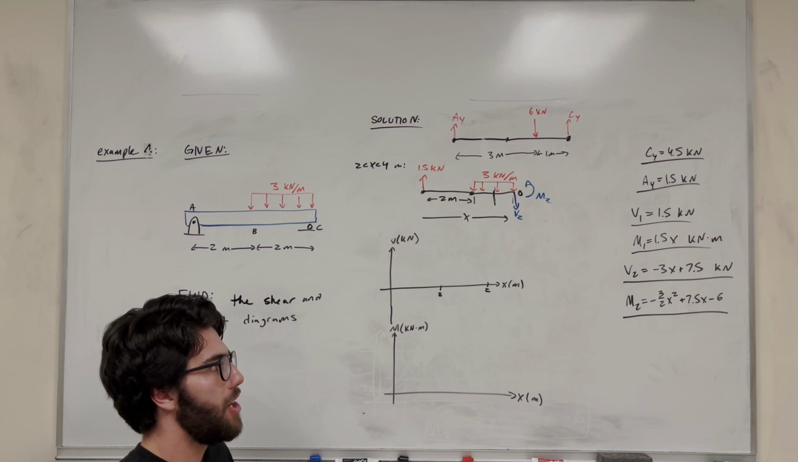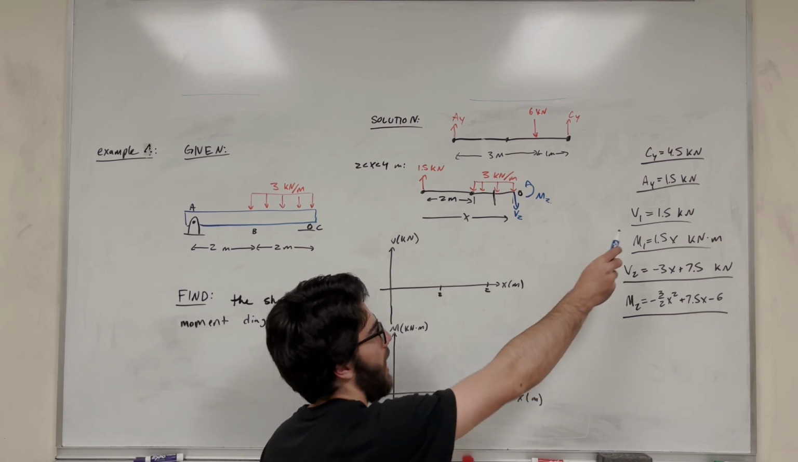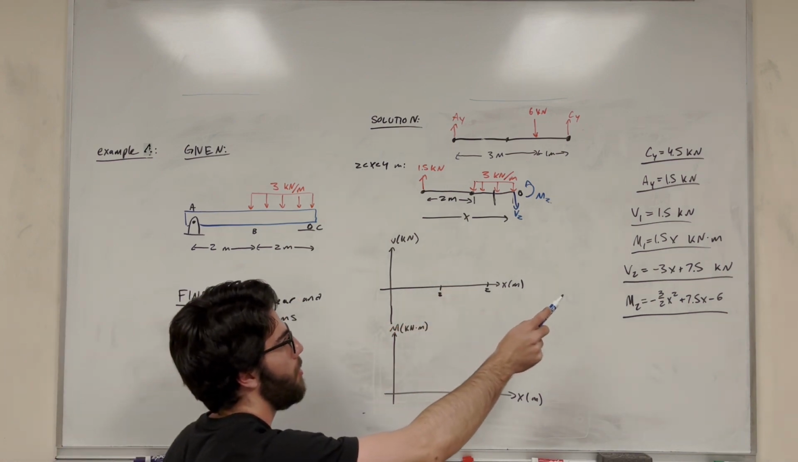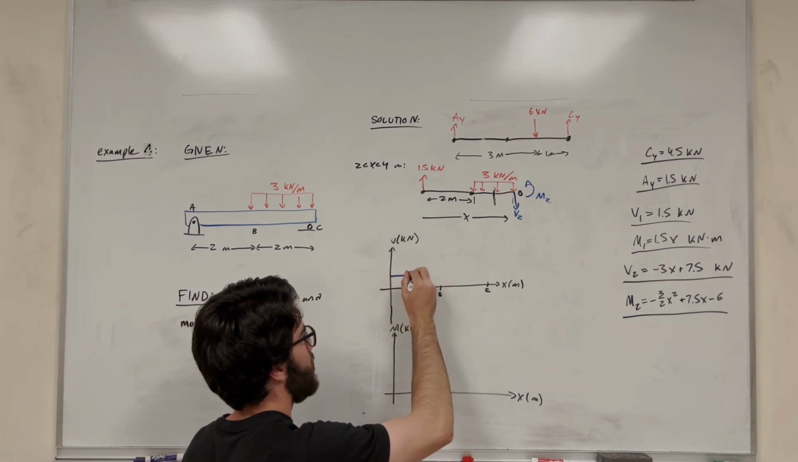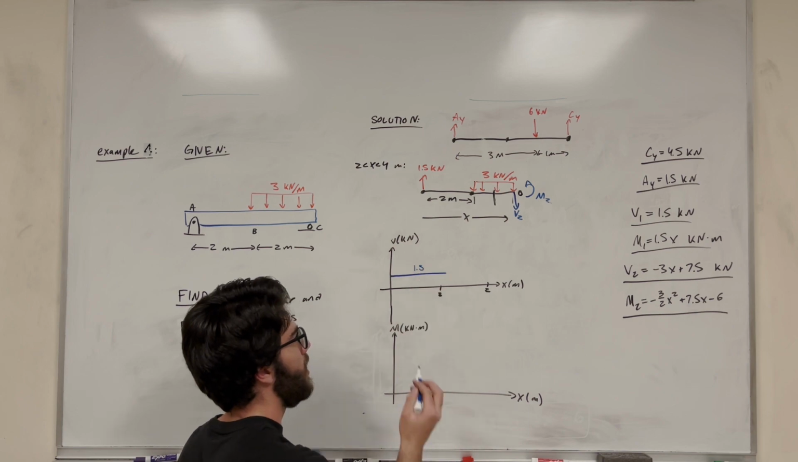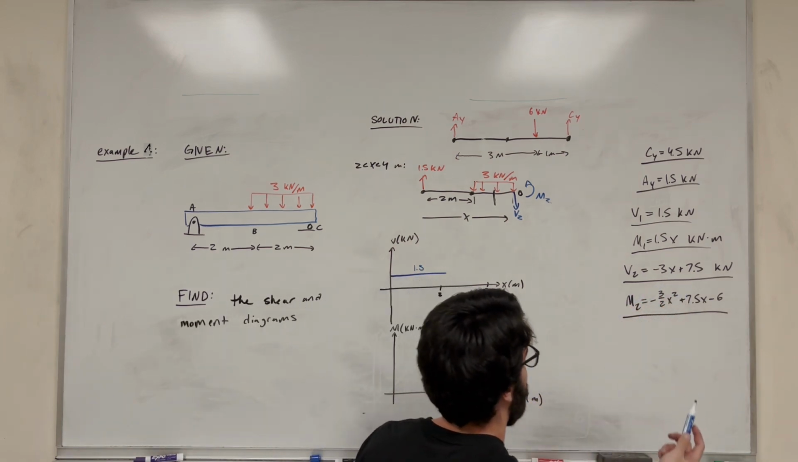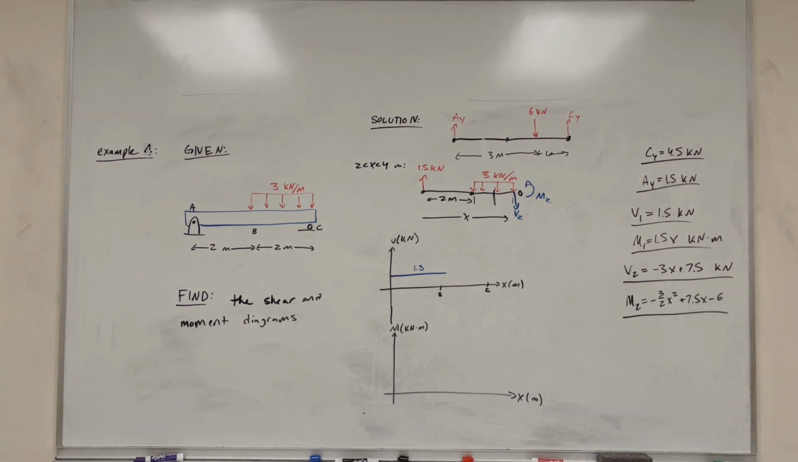All right, so let's start with the shear. First of all, the first half of the shear goes from 0 to 2 meters, and it's just equal to 1.5. So we can go ahead and start out here at 1.5. Then when we get to 2, it switches over. It starts at negative 3x plus 7.5. So first we want to find out what our starting point and end point are.